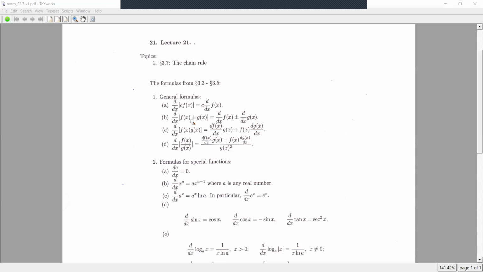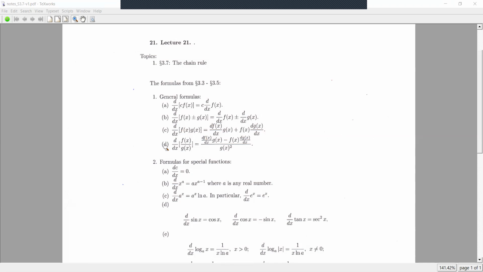Formula number 3 is the difference formula. Difference formula says that derivative of a difference is the difference of the two derivatives. Formula number 4 is product formula. Derivative of a product is the derivative of the first function f times the second function g plus the first function times the derivative of the second function.